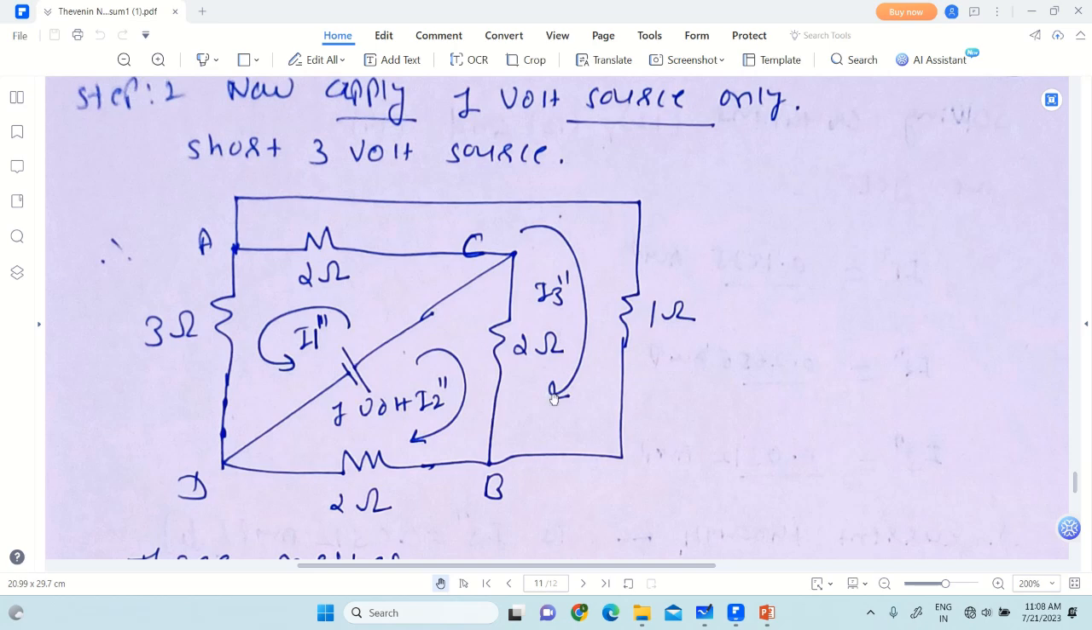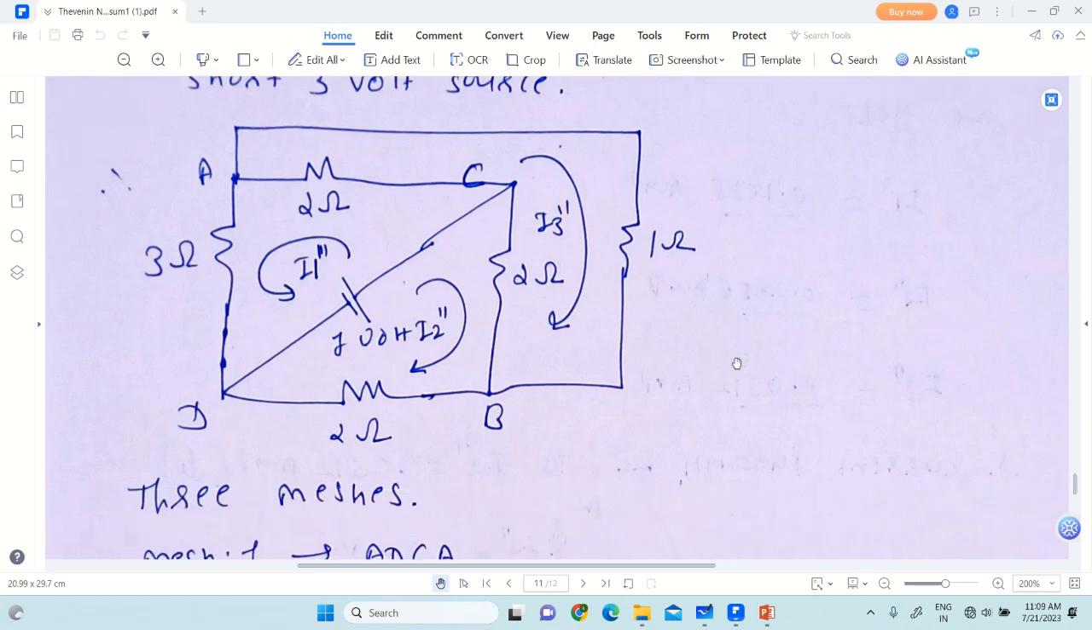So now again there is node A, C, B and D. Now see, node C and D are different nodes because there is a voltage source between node C and D. So the potential of node C and D are different. So in this case you cannot reduce the network further.